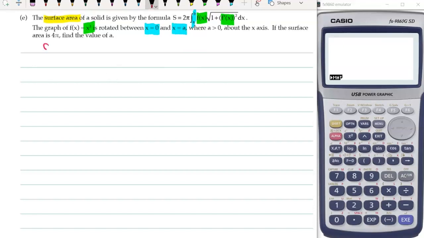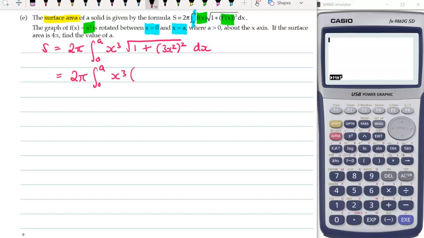Let's write what we can into the formula for the surface area. So that will be 2 pi times the integral between 0 and a. f of x is x cubed. Then we have the square root of 1 plus f dash of x, which is the derivative of f of x, so that's 3x squared. All I'm doing is differentiating that bit. That gets squared. Okay, so let's work that through. This becomes 2 pi integral x cubed, and then (1 plus 9x to the 4) to the half.